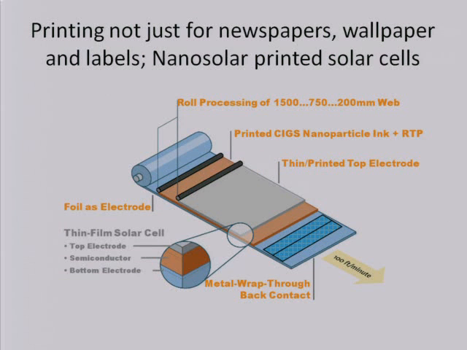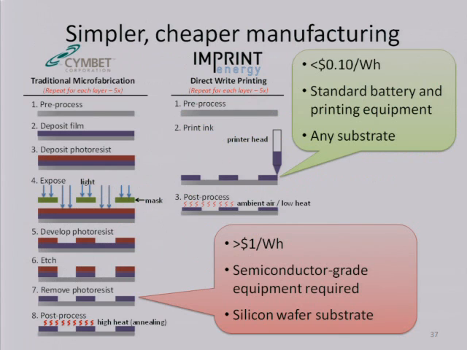So printing is not just for newspapers, wallpaper, and labels anymore. And another good example is Nanosolar. As you're probably aware, this company is making solar panels by printing. And they're doing that at about 100 feet per minute. I won't dwell on the details of this, but they're obviously making a success of this, which is very encouraging. So why is printing better? Or why are we doing printing? A simpler and cheaper way of manufacturing things than traditional microfabrication.